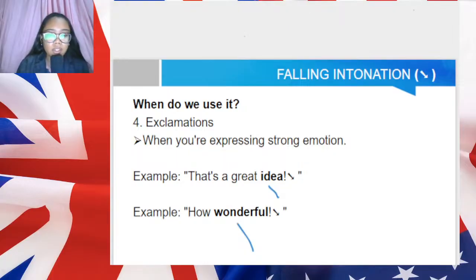Okay, so to recap, the four primary uses of falling intonation we've covered today. We use it for definitive statements of fact, for clear and direct commands, for WH questions where we are seeking new information, and for strong exclamations that communicate intense emotion. Across all these uses, the consistent thread is a sense of certainty as well as directness. We have dedicated a lot of time to understanding falling intonation because it's such a foundational pattern in English.